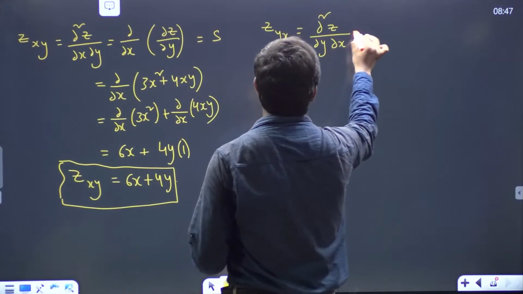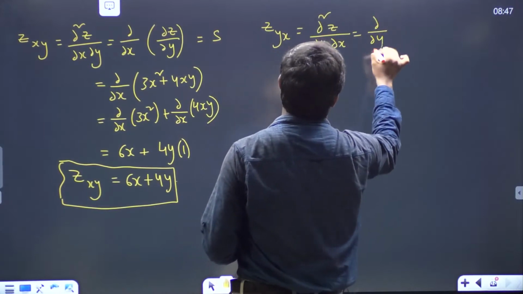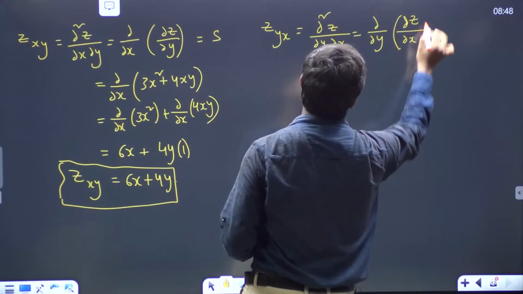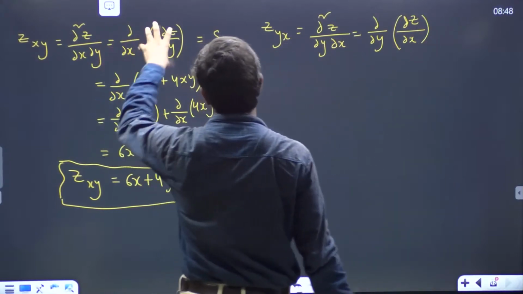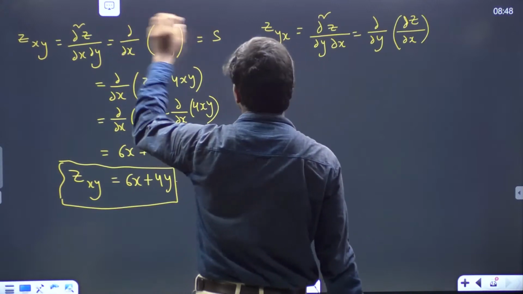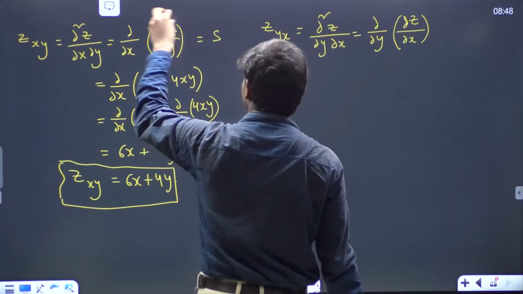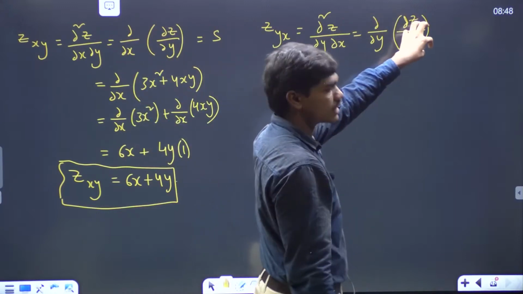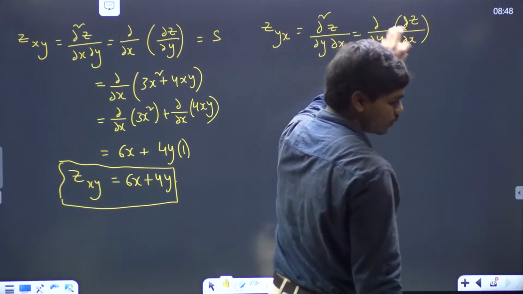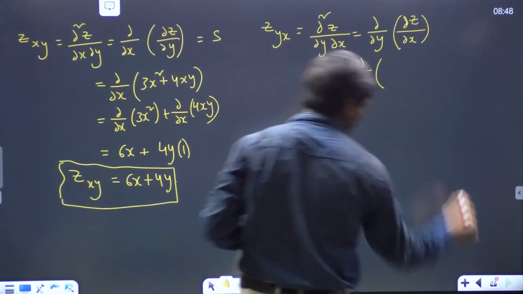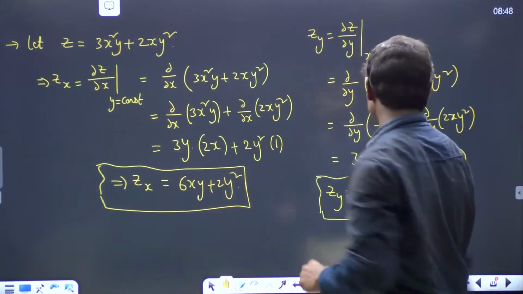z_yx means basically ∂²z/∂y∂x. This time we are doing this particular part, ∂z/∂x. Here we differentiated this function with respect to y first, and then with respect to x. But now in this case we are differentiating with respect to x first and then with respect to y next. So ∂/∂y of the value of ∂z/∂x that we got, 6xy + 2y².